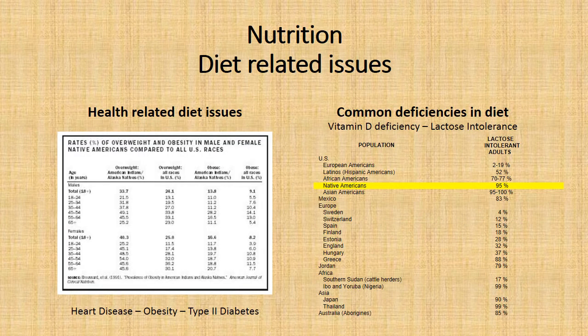Now, with nutrition, there are also diet-related health issues. These will include obesity, diabetes, and heart disease. And here I have the rates of overweight and obese males and females and Native Americans compared to all other U.S. races. And you can see that the numbers are drastically larger. And common deficiencies in diet include vitamin D deficiency and lactose intolerance, with 95% of Native American adults being lactose intolerant.